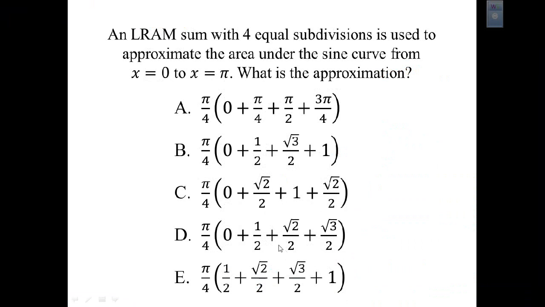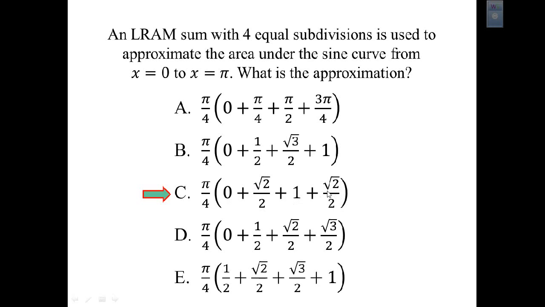All right, the answer turns out to be C, because the sine of 0 is 0. The sine of pi over 4 is the square root of 2 over 2. The sine of pi over 2 is 1. And the sine of 3 pi over 4 is the square root of 2 over 2.